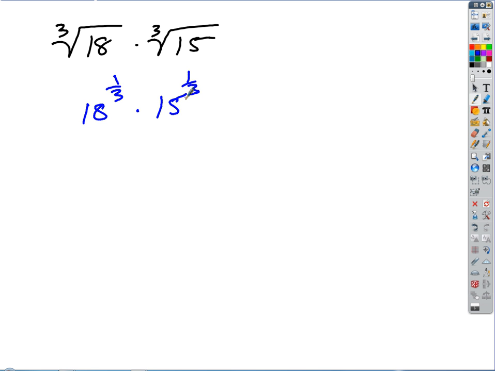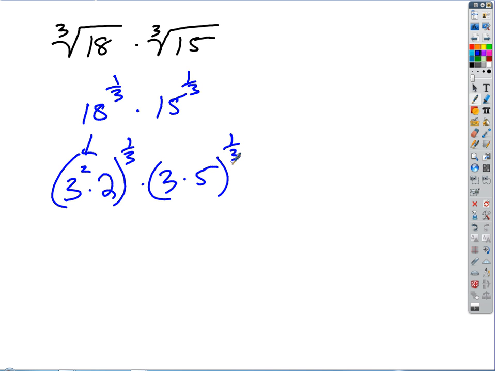18 breaks down into what? 3 and 6. Okay, 9 and 2, and 9 is really just 3 squared. 15 breaks down into 3 and 5. Now, if we just distribute that 1/3 to everything, then look what we get. We get 3 to the 2/3 times 2 to the 1/3 times 3 to the 1/3 times 5 to the 1/3.